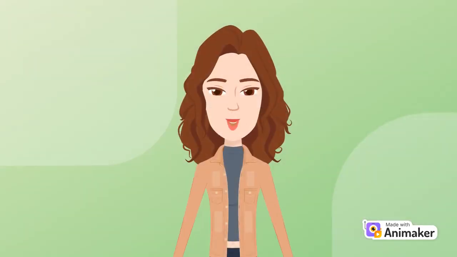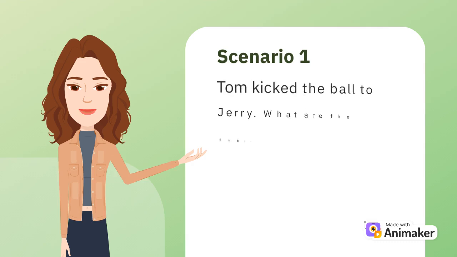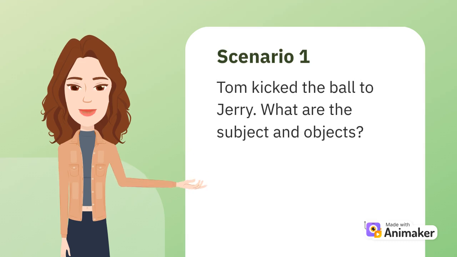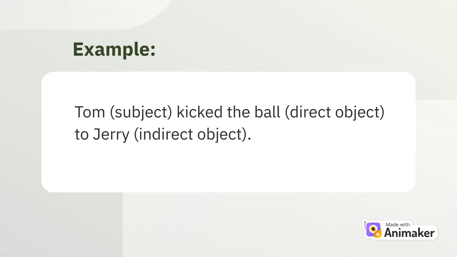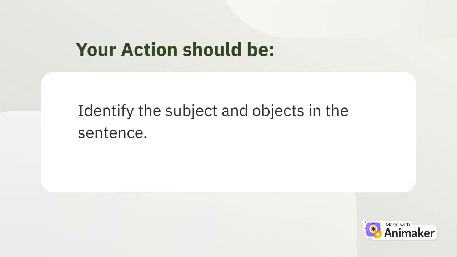Now let's check our knowledge retention with a couple of real-life examples. Tom kicked the ball to Jerry. What are the subject and objects? Example: Tom, subject, kicked the ball, direct object, to Jerry, indirect object. Your action should be: identify the subject and objects in the sentence.